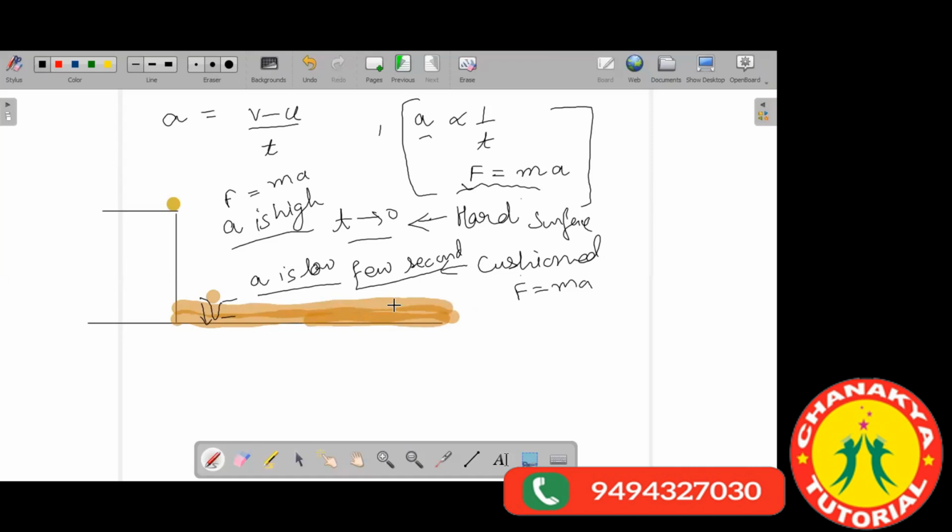Okay. Now, can you explain to me another similar example? Let me give a similar example that takes place. A fielder catches a ball, or a wicket keeper catches a ball.